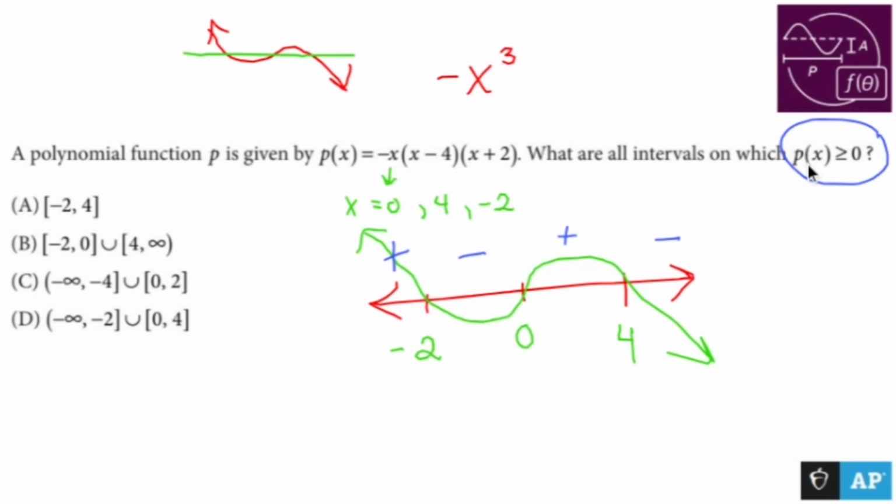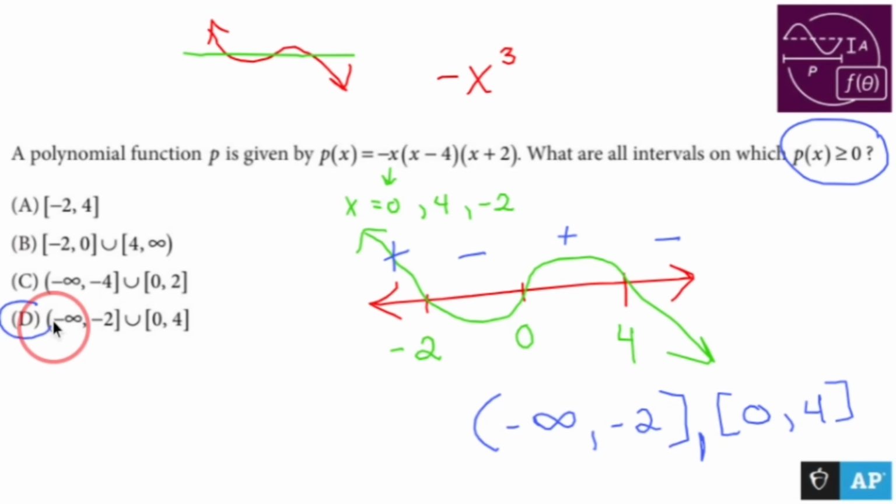I care about when my polynomial is positive. So my polynomial is positive for everything less than negative 2. They want me to use interval notation, so I'm going to say everything from negative infinity to negative 2, and I'm allowed to include the endpoint. Is that it? Nope. I can include everything between 0 and 4, so I'm going to include 0, and I'm going to go to 4. Boom. Those are my two intervals, which appears to be D.